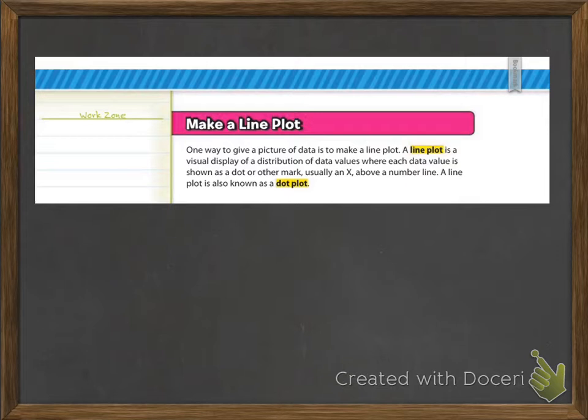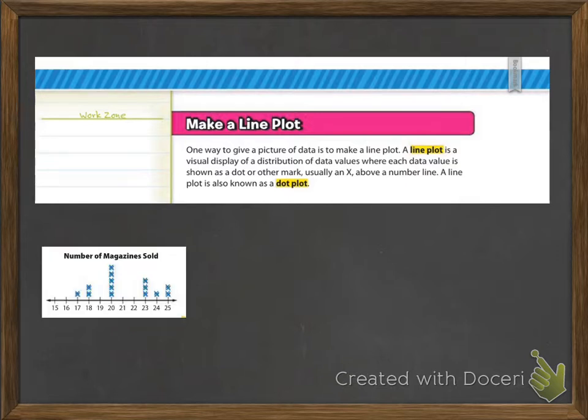Okay, so moving on, a line plot is like what we just did. So what you would do is place an X on the numbers above how many you have of that number. What it does is show the distribution of data values. It shows how your numbers are distributed or passed out. For example, in this one, you'll notice that most of the numbers were the 20 number of magazines sold. That was the most common there.